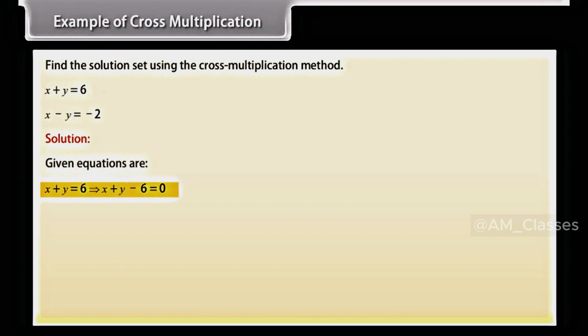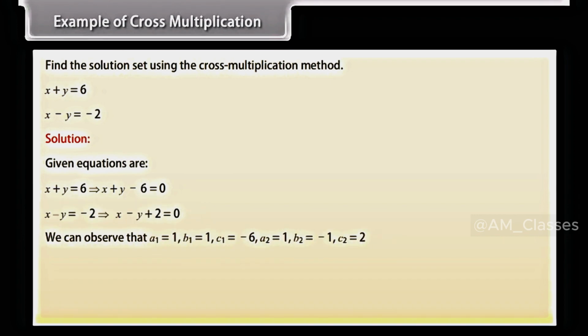Example of cross multiplication. Find the solution set using the cross multiplication method: x plus y is equal to 6, x minus y is equal to minus 2. Solution. Given equations are x plus y is equal to 6, so x plus y minus 6 is equal to 0, and x minus y is equal to minus 2, so x minus y plus 2 is equal to 0.